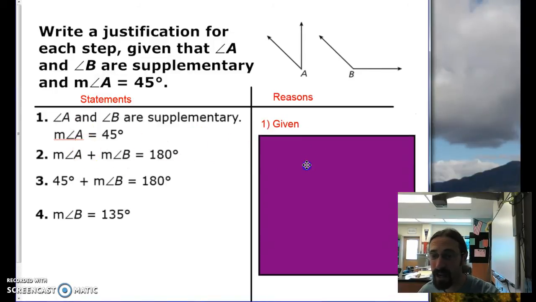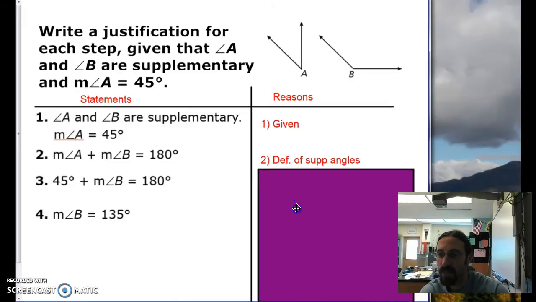Well, that's given. Always start with your given information. You'll see variations of this, but as a general rule, always start with your given information. Step 2, what does that mean that A and B are supplementary? Well, it means that the measure of angle A plus the measure of angle B equals 180 degrees. Well, why do you know that? What's your reason? Of course, that's the definition of supplementary angles.